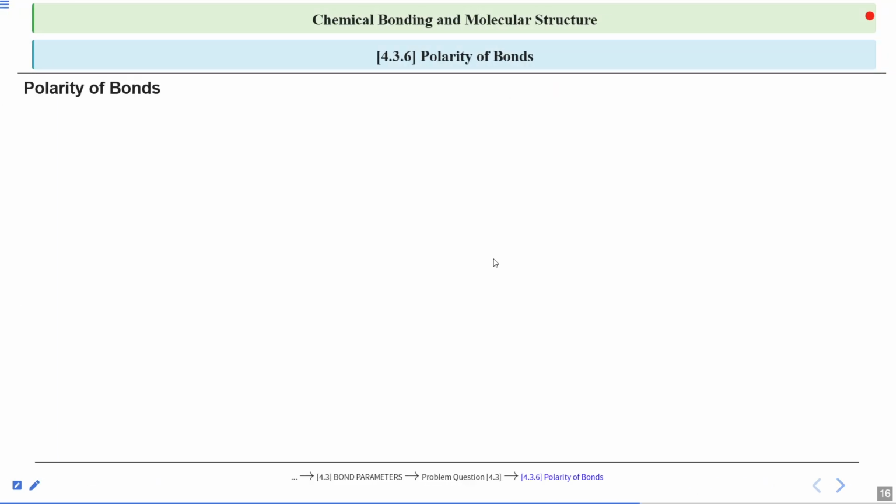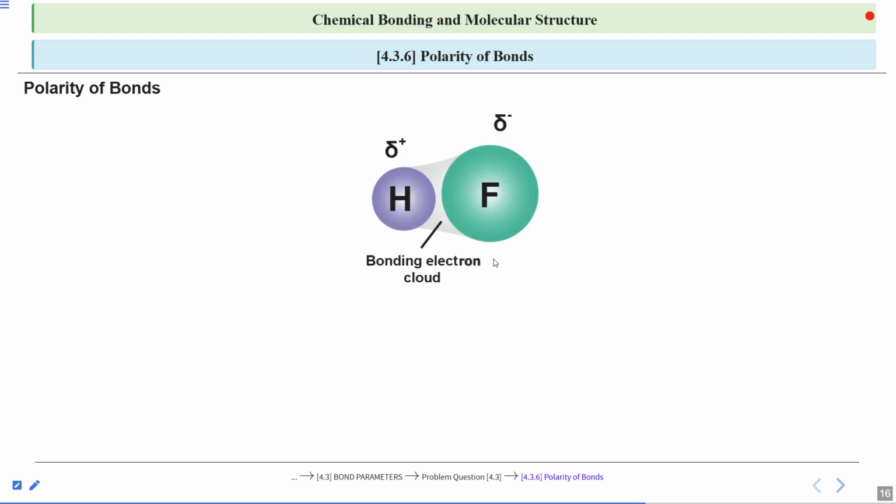Now next is a very important discussion which is known as polarity of bond. So for that, let us take a picture of HF molecule. Here this diagram is showing the bonded electron cloud. And if you look at the cloud, you can think of it in a way that the electron cloud of the hydrogen is being attracted towards the fluorine.